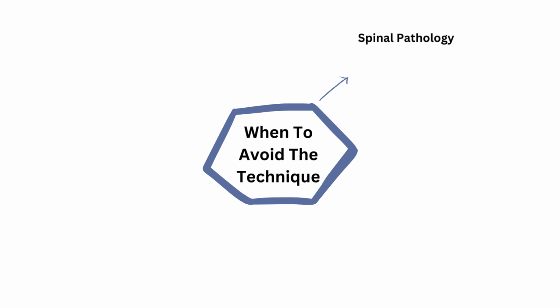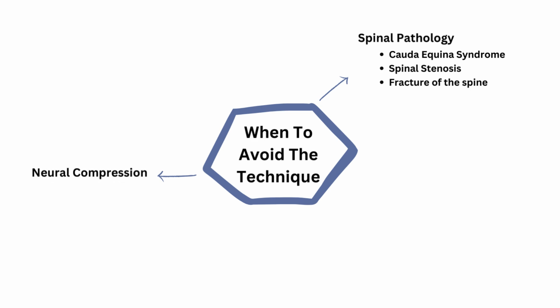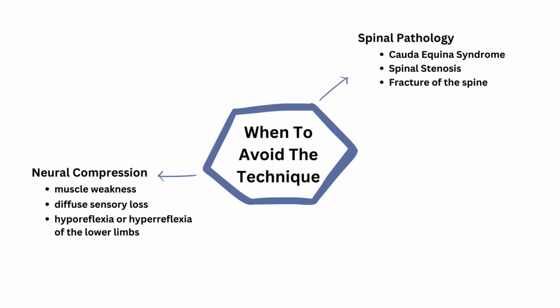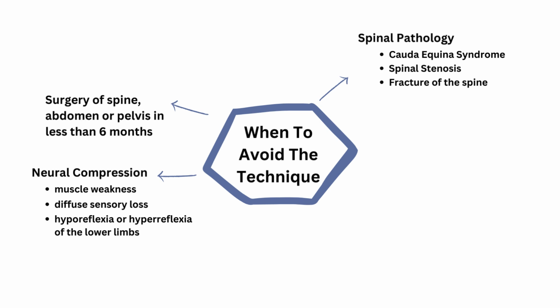Spinal pathology, for example cauda equina syndrome, spinal stenosis, or fracture of the spine. Neural compression with at least two of the following signs: muscle weakness, diffuse sensory loss, and hypo- or hyperreflexia of the lower limbs. Surgery of the spine, abdomen, or pelvis in less than 6 months. Vascular abnormalities such as abdominal aortic aneurysm.